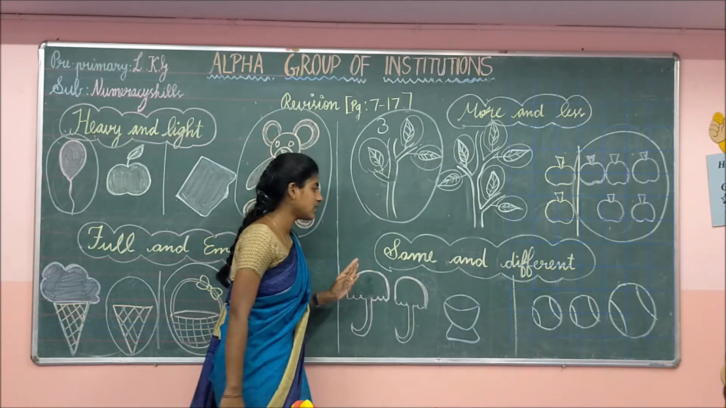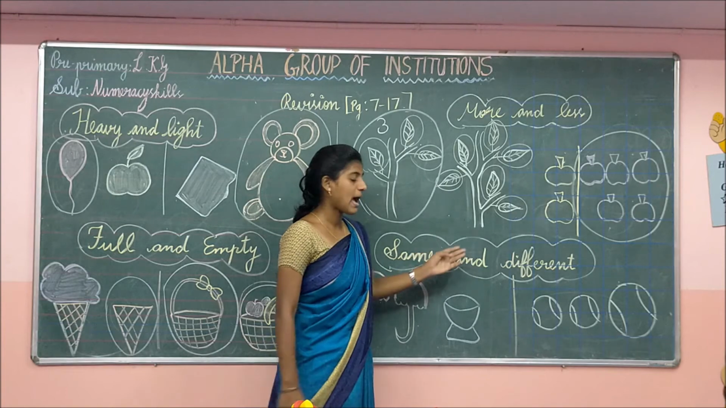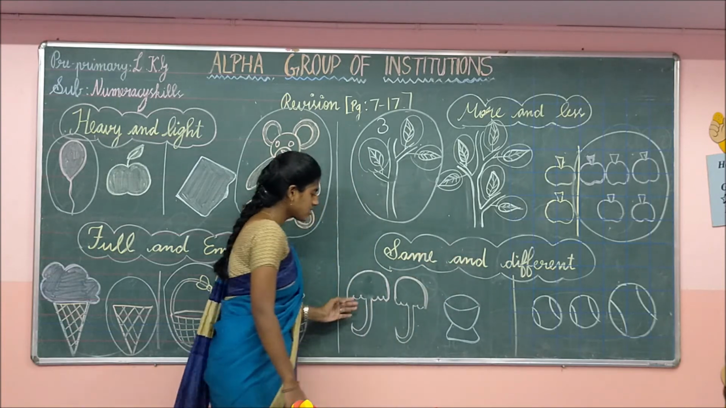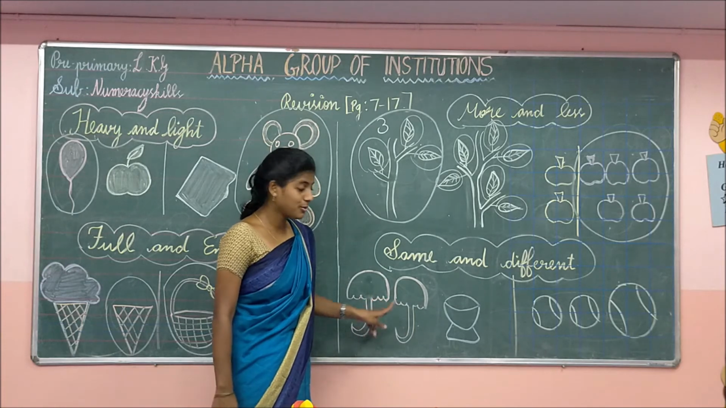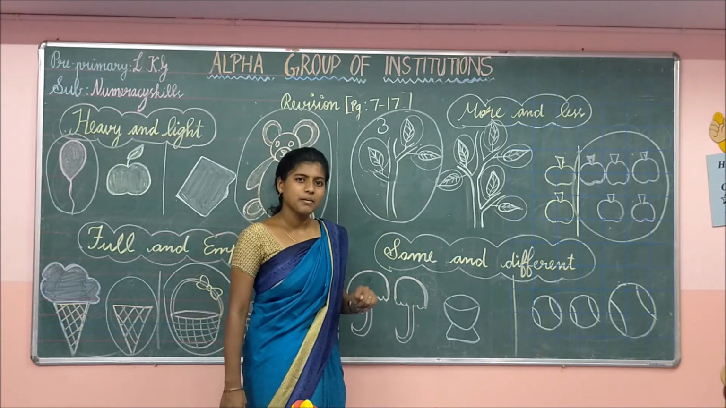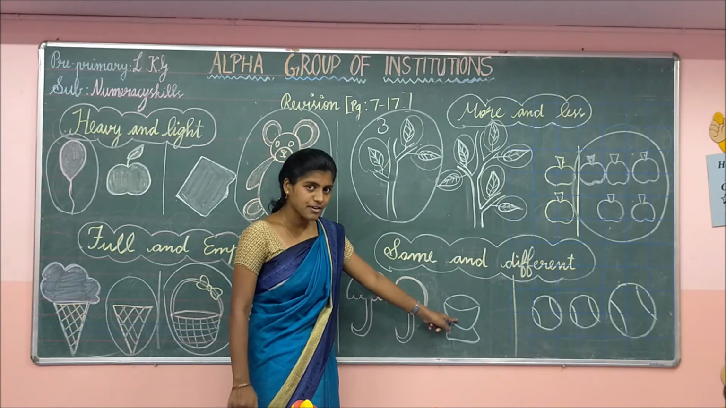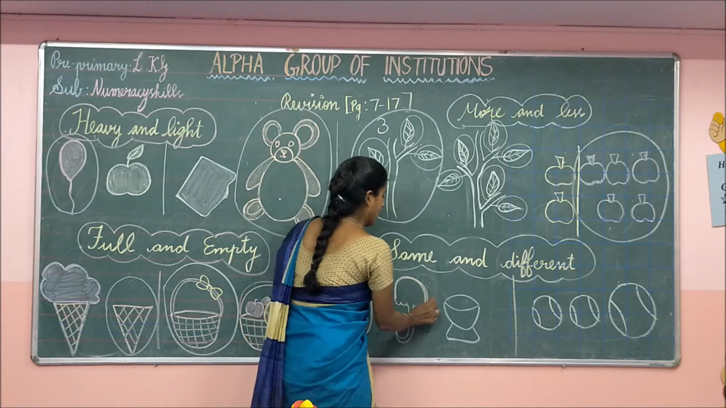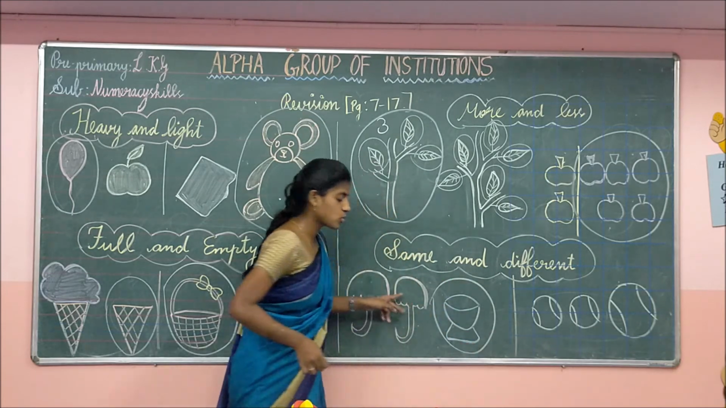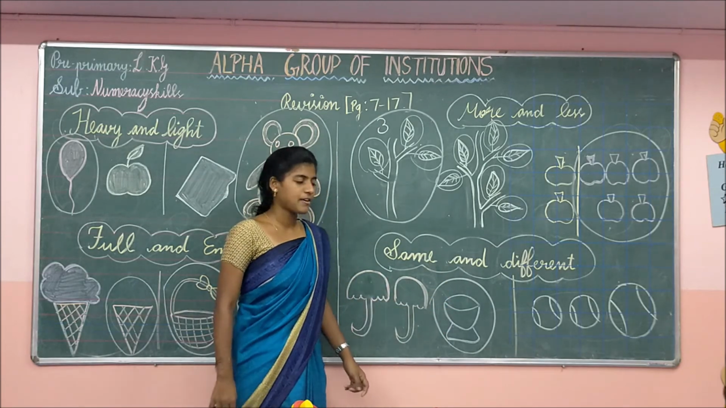Next, we are going to learn same and different. What we are going to learn? Same and different. See here, what we are having here? Yes, we have 2 umbrellas and only 1 cup. Which is different? This one is different, isn't it? Now shall we circle the different one? These 2 umbrellas are same and this 1 cup is different.